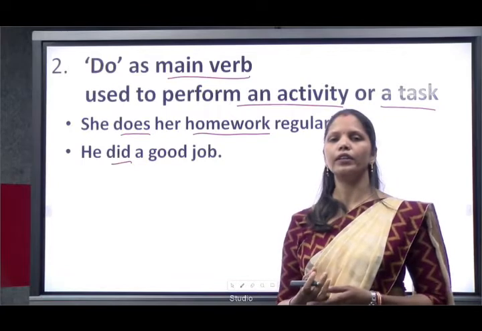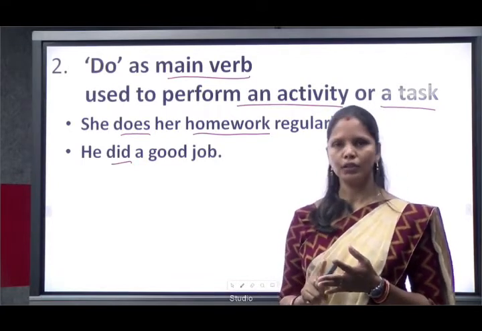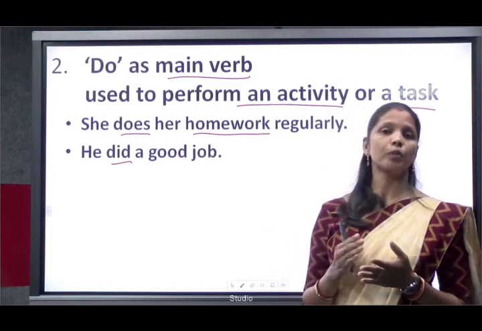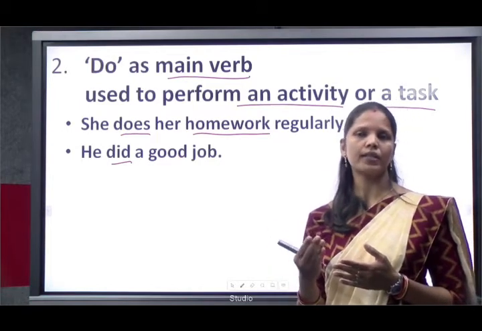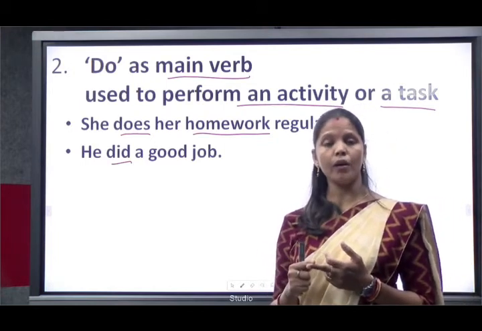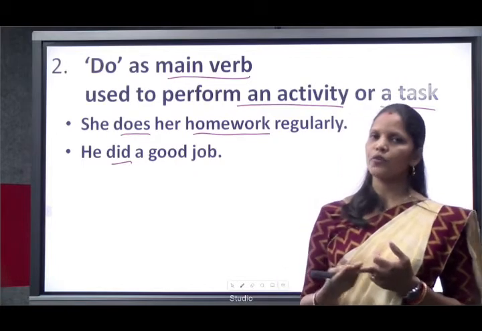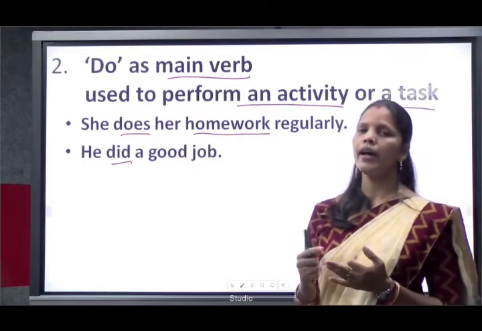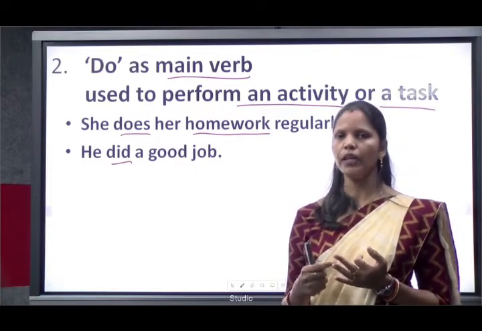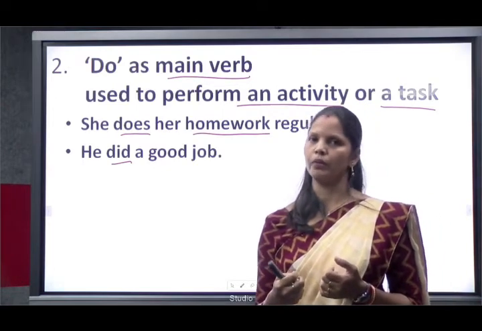Today we learnt about the be verb, have verb and do verb. How we can use the be verb as an auxiliary and as a main verb. Again, how the have verb can be used as an auxiliary and as a main verb, and do also. How do can be used as an auxiliary and as a main verb.